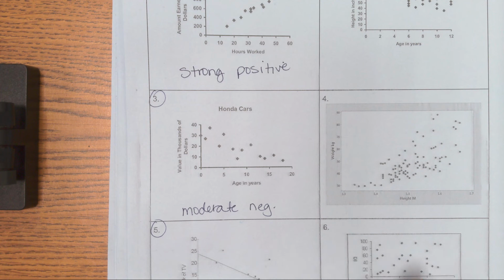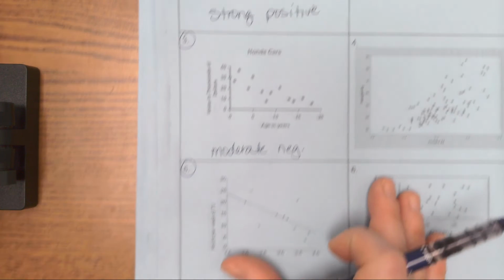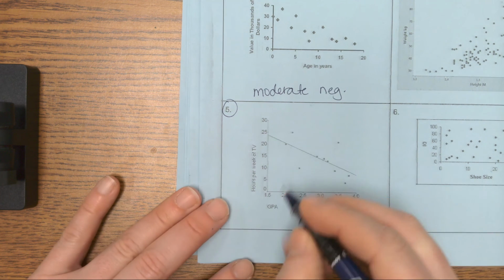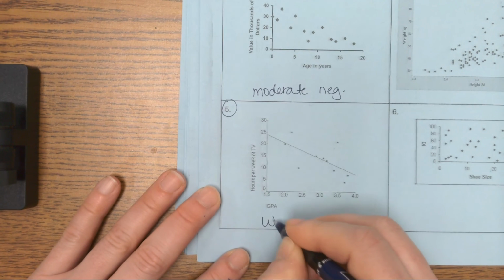I know I misspoke. I said 1, 2, and 3, but then I said 1, 3, and 5, so hopefully you did 5. What do you think about 5? Is it negative and weak? Yes, I would call that weak, negative. I would also say if somebody made a case and said they thought it was moderate, I would be okay with that too.